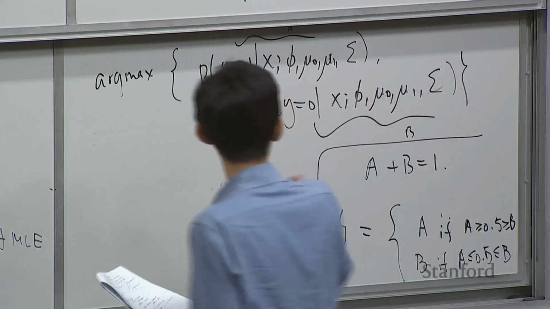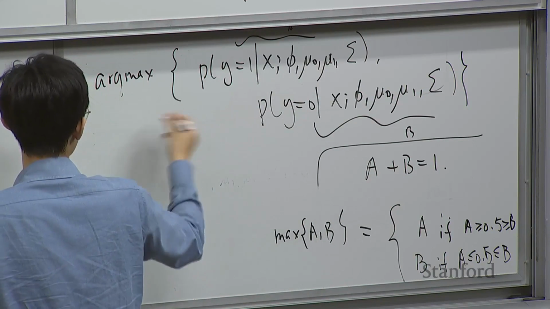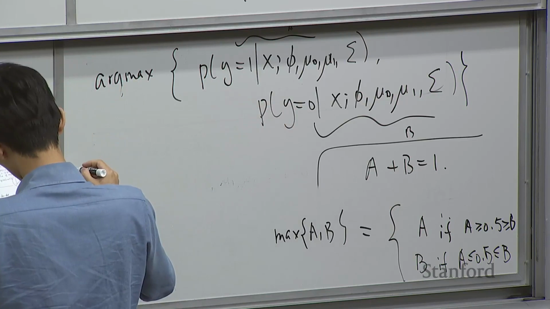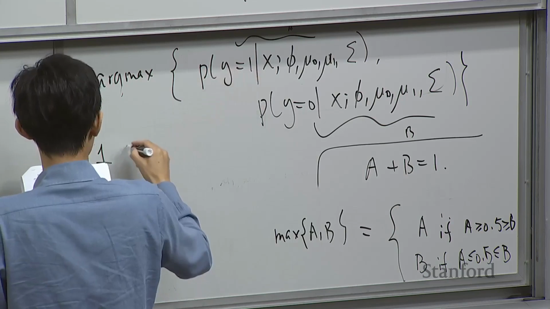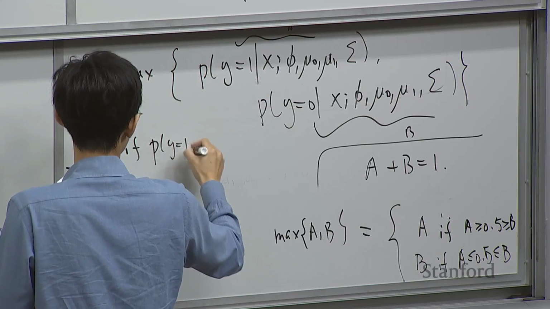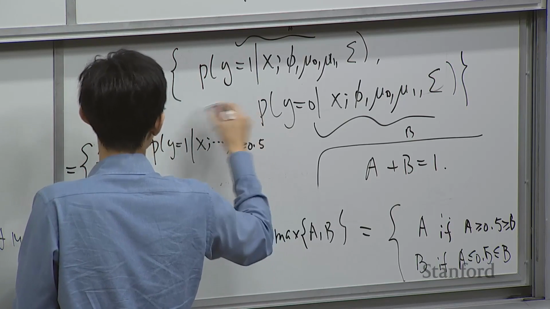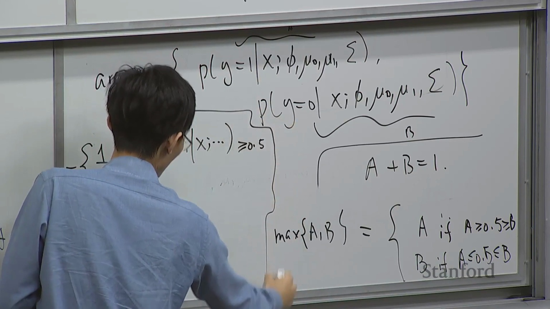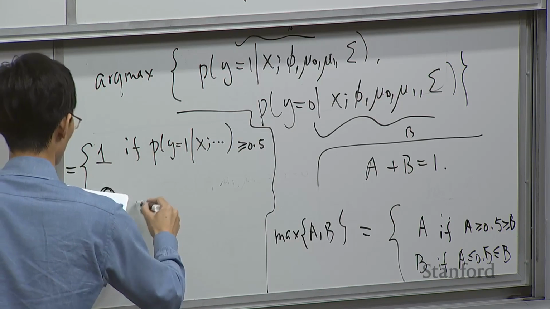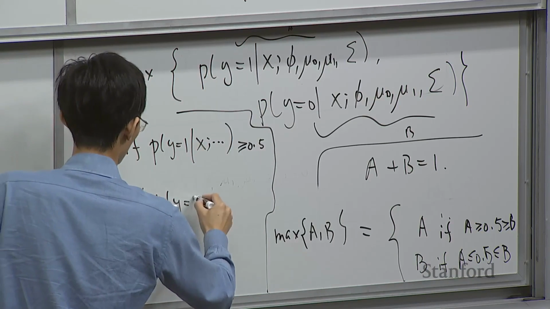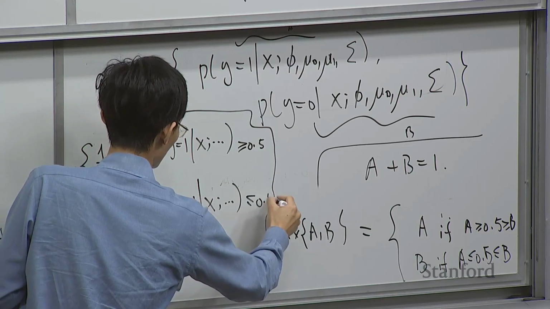So going back to this, I'm doing an abstract thing, right? If you go back to this, then it really just means that this argmax is equal to 1 if the probability of y equal to 1 given x and the parameters is bigger than 0.5, and 0 if the probability of y equal to 1 given x and the parameters is less than 0.5.